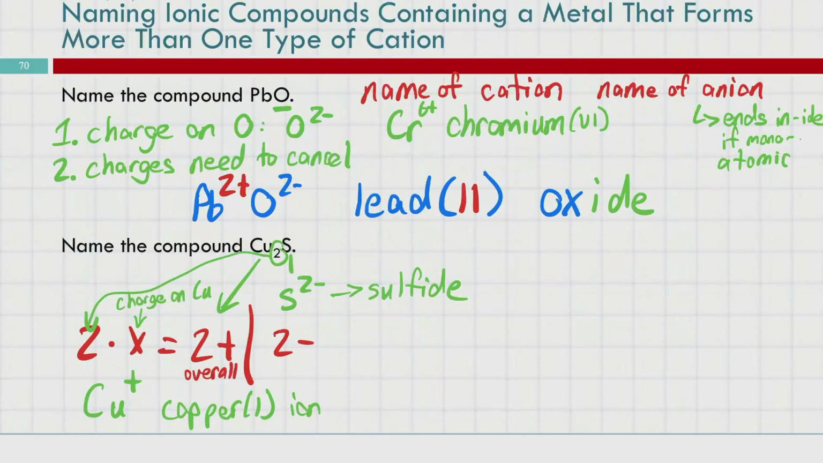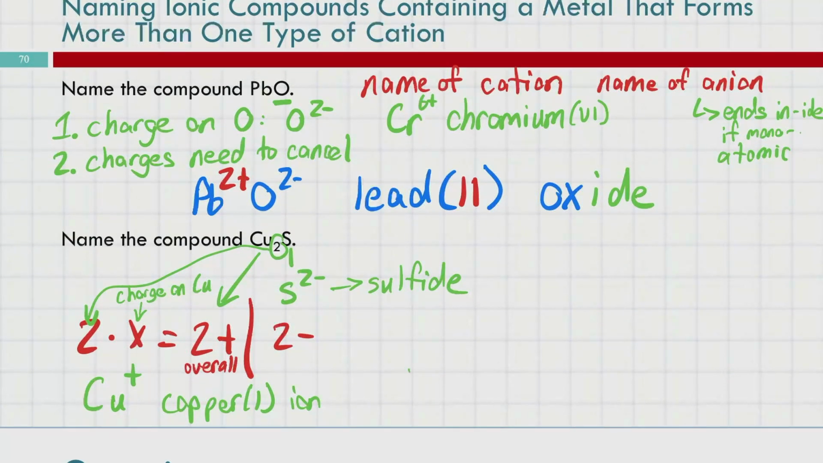And then our name for Cu2S, copper, and then in parentheses the letter I, the Roman numeral 1. The start of sulfur, sulf, and then change the ending to IDE. So copper 1 sulfide.